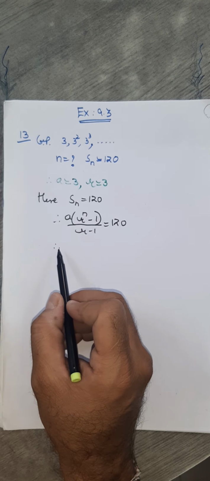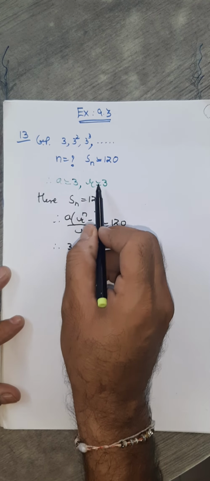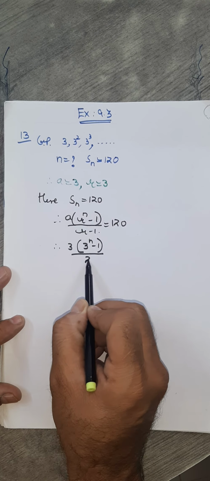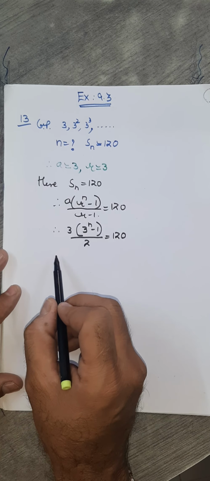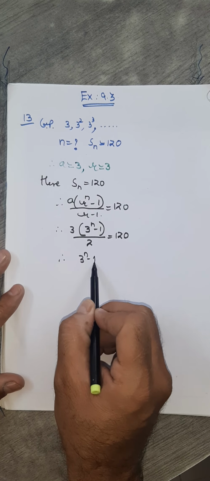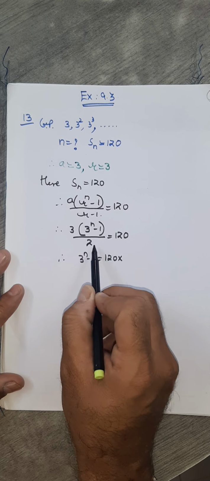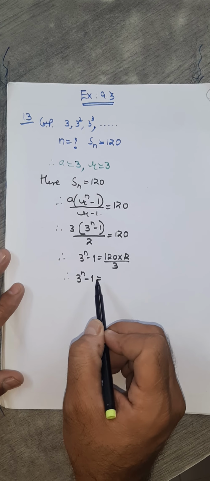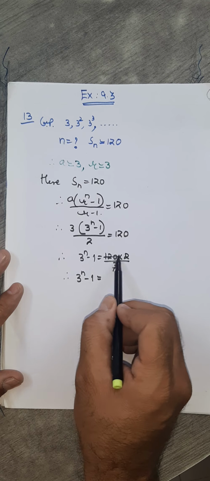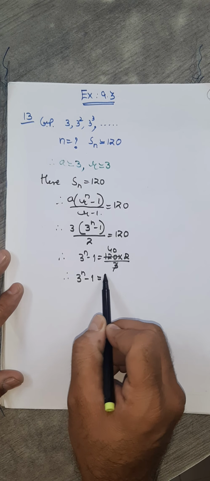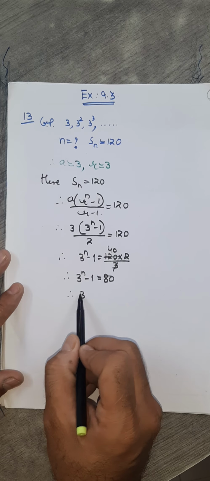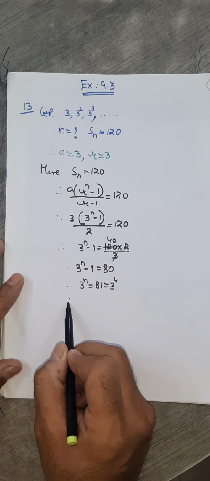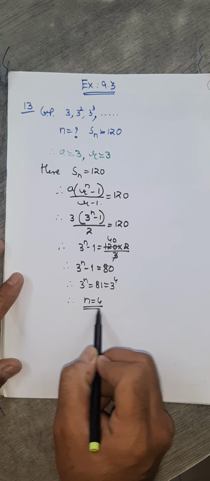A we know. What is A? 3. R also we know. What is R? 3. So 3 raised to n minus 1 upon 3 minus 1, which is 2, equals 120. So therefore 3 raised to n minus 1 equals 120 into 2 by 3. Fine. So what we'll get here? 3 raised to n minus 1 equals, here this will be just 40, so 80. And therefore 3 raised to n equals 81. And 81, you know, is nothing but 3 raised to 4. So therefore n has to be 4.